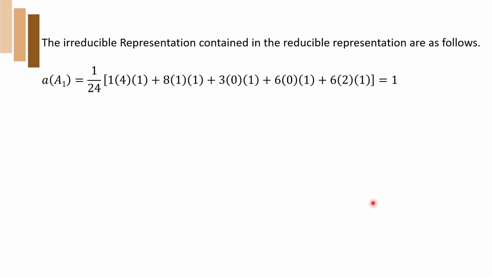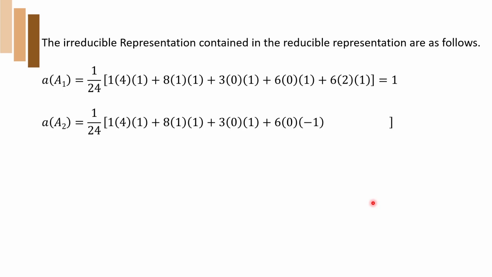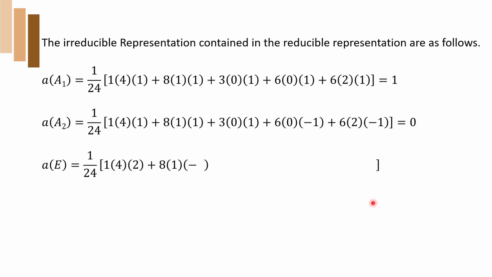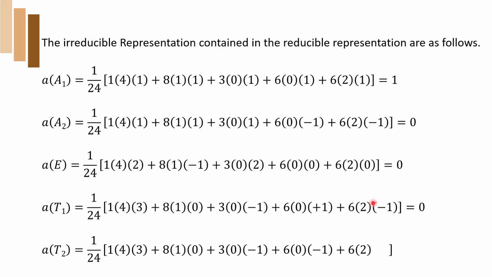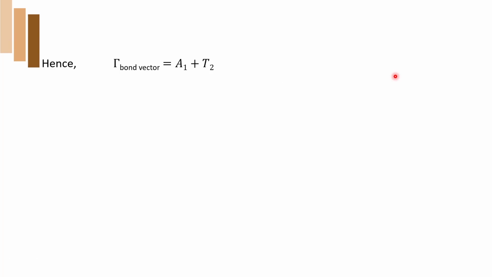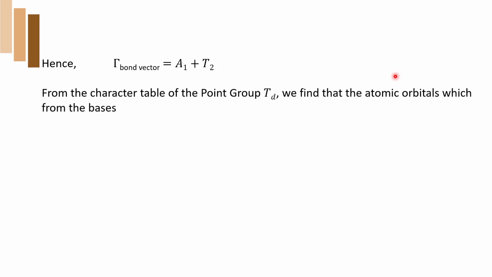You get A1 once. Similarly, the contribution of A2 comes out to be 0. For E, this value comes out to be again 0. For T1 also, the value drops to 0. However, for T2, the value is 1. So we have seen that there are 2 major contributing things, one is A1 and the other is T2. That has to be there because we are talking about triply degenerate p orbitals and a singly degenerate s orbital here. So the four bond vectors are equivalent to A1 plus T2, and A1 corresponds to the s orbital, as we understand for the Td point group.